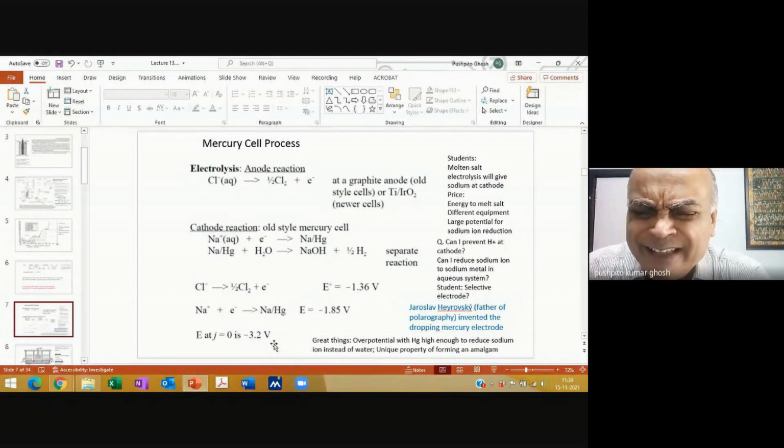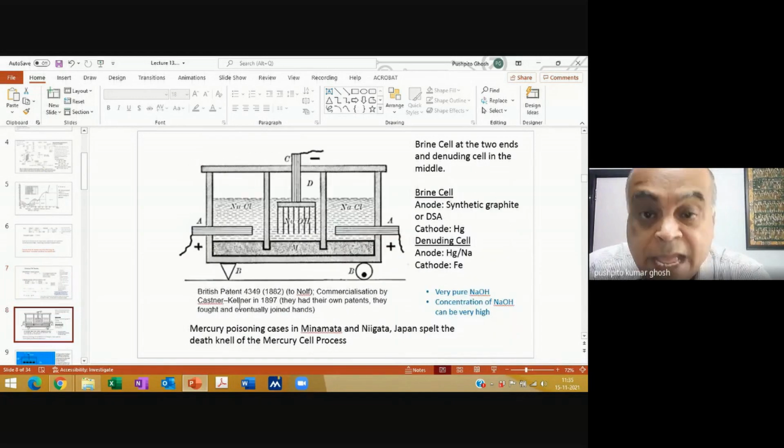I hope you can see how science and analysis and everything fits in so beautifully with technology. And then what they developed, the Britishers, is what is known as the Kastner-Kellner cell. 1897, they were given their patents. So it was after the Solvay process, of course, was invented. Now, what these people did, very smart guys, they made a rocking type of a cell.